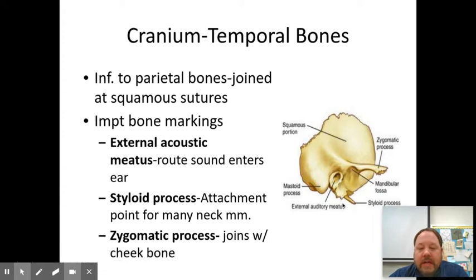There is a little styloid process. If you recall, processes are extensions of bone. The styloid process, think of like a stylus that people use to write on a screen. Muscles in your neck attach to that. And then there's this zygomatic process that you see. This forms part of your cheekbone. So if you go just in front of your ear, you can feel a bone. That is this zygomatic process.